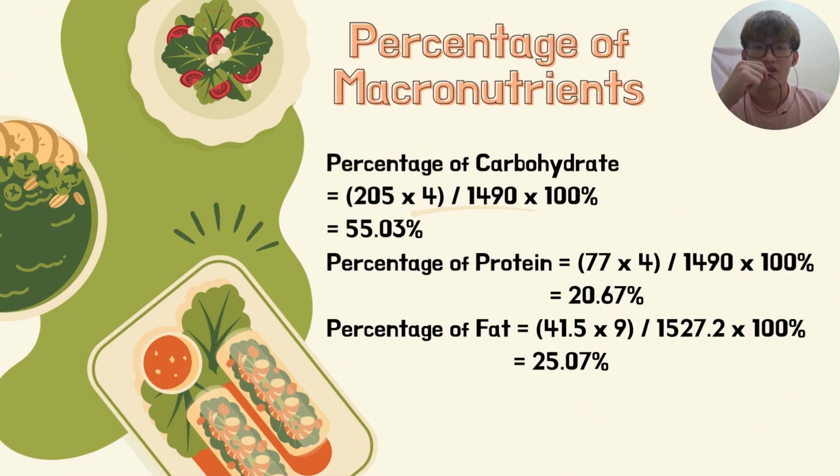From the food exchange system, the meal plan includes 205 grams of carbohydrates, constituting 55.03% of the total kilocalories. The protein content of 77 grams contributes 20.67% of the total kilocalories. Meanwhile, the fat content of 41.5 grams represents 25.07% of the overall composition.